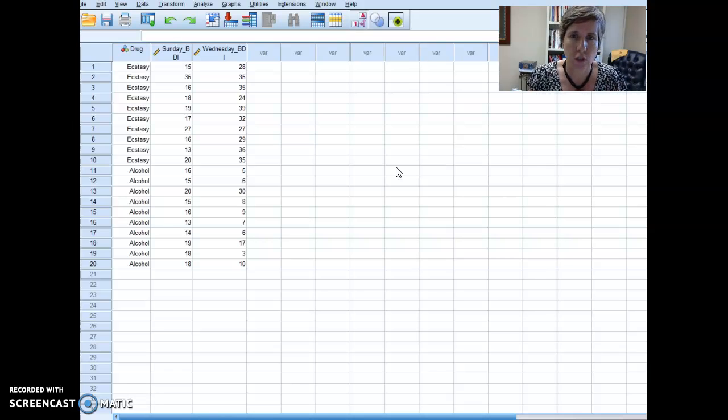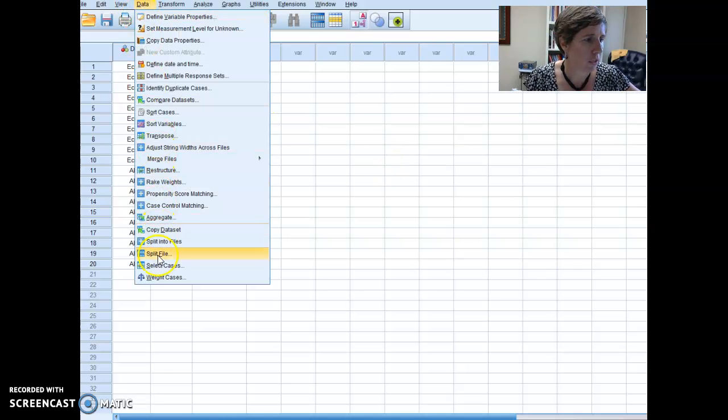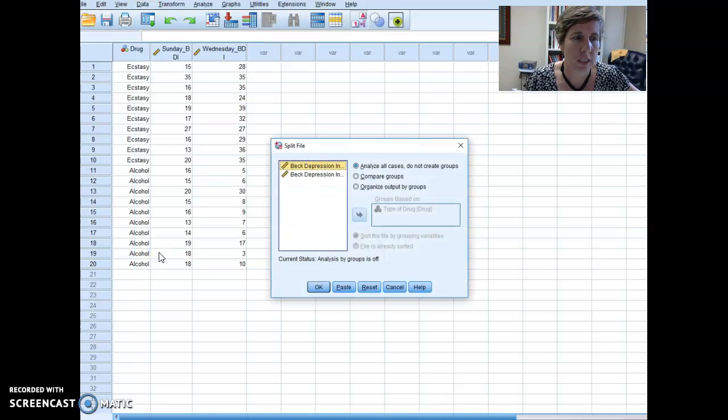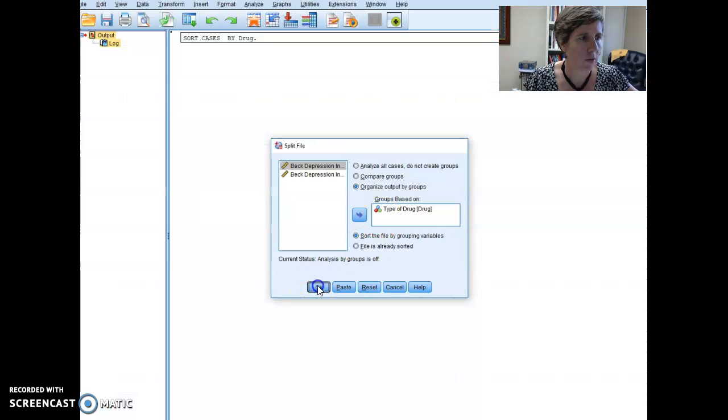One of the things that you can do in SPSS is go up here to Data and split your file. The split file allows you to look at the groups individually. I've already got my type of drug over here. Normally the type of drug is going to be over here. We're going to organize output by the groups, and this is the type of drug. I'm just going to click OK.